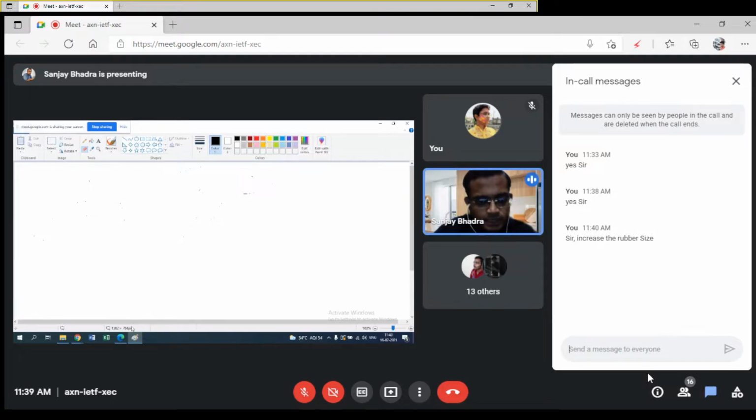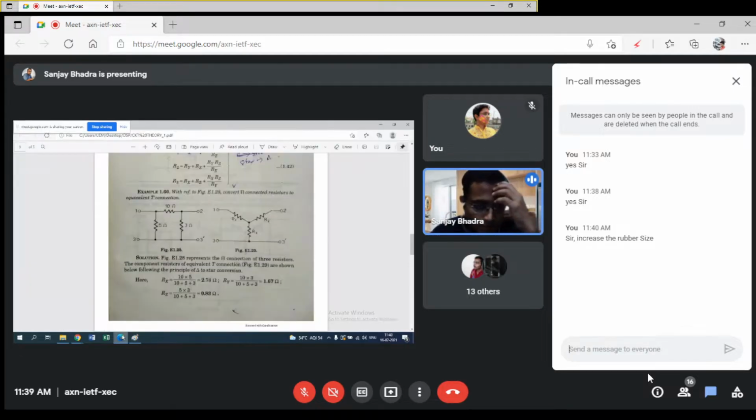So let us get back to the problem. What is the problem over here? The problem is we have the delta configuration given, and the delta configuration comprises three resistors, 5, 10, and 3. So let us draw this thing.